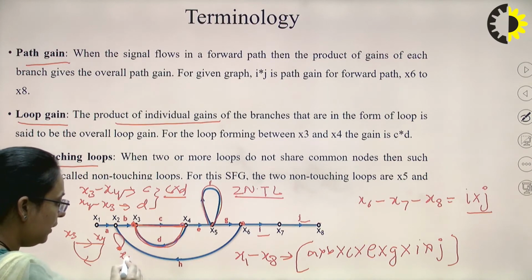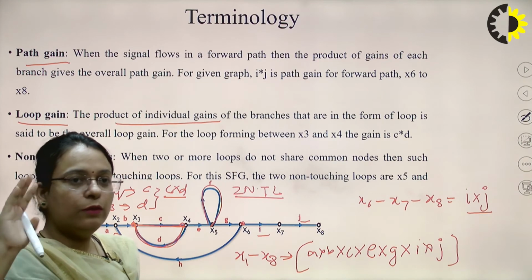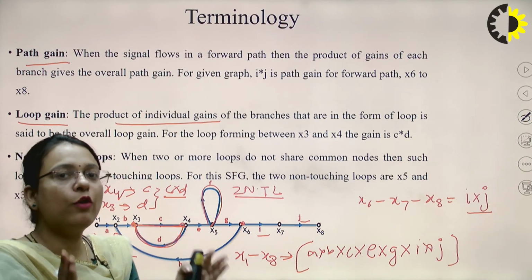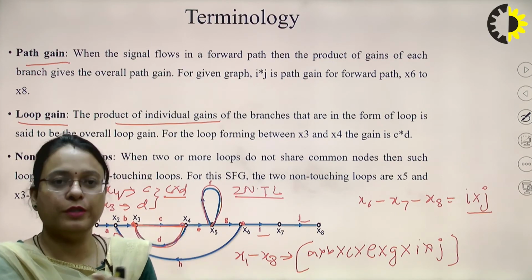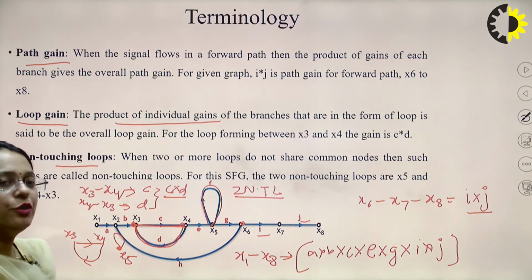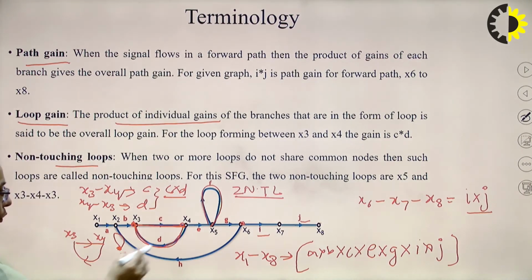So, you can see in these two loops, there is no node common. Two non-touching loops means the two loops do not share a common node. Then such loops are called the two non-touching loops. If we talk about three non-touching loops, then the three loops do not share a common node, right? Then they will be the three non-touching loops. So, here in this case, we have these two non-touching loops, X3 to X4, then back to X3, and X5. These are the two non-touching loops.